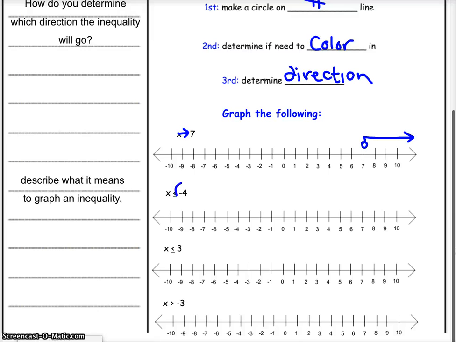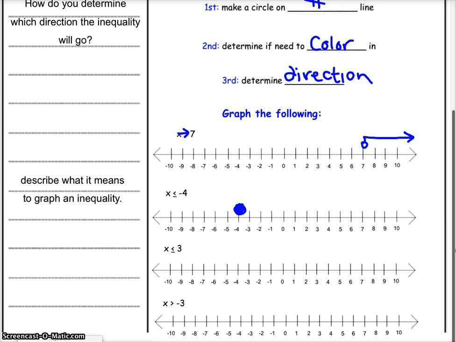-4, do you see? -4. It doesn't really matter. Would you color it in, Alex? Yes or no? Why? There's a line under it. Yeah, there's a line under it. Color this thing in.